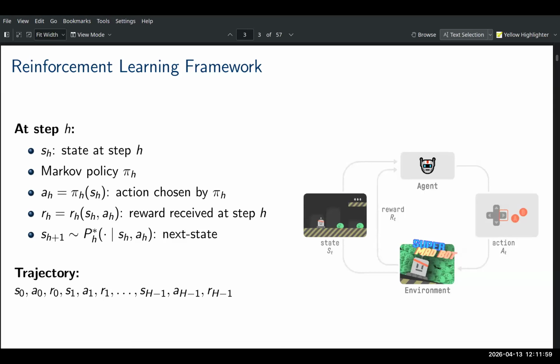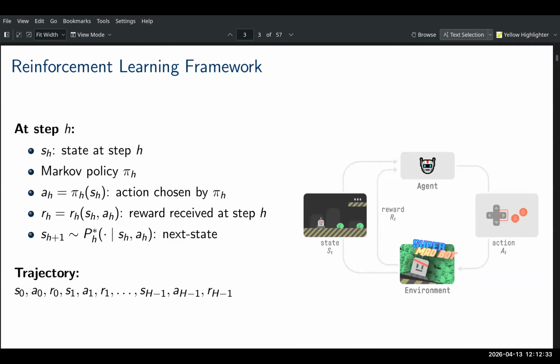It can be deterministic or probabilistic, but at this point I'm just considering deterministic actions. So at time step h, based on the state that I'm in, I take an action A_h and receive a reward, which can be random or fixed. After that, based on some underlying transition probability, which is unknown, I move to a new state, S_h+1.